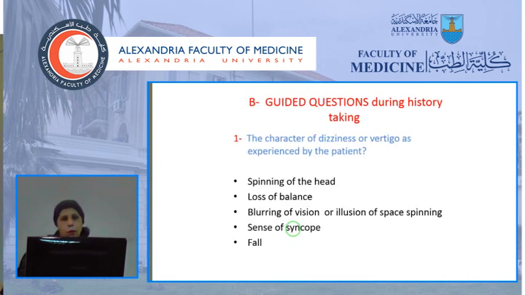And then we want to know some guided questions. You are asking these questions during the history taking. What are these questions? Number one is, what is the character of dizziness or vertigo as experienced by the patient? So you ask the patient, tell me, how do you feel it? Is your head spinning? Or is there any loss of balance? Or is it blurring of vision? Or an illusion of space spinning, or a sense of syncope, or did you experience a fall?